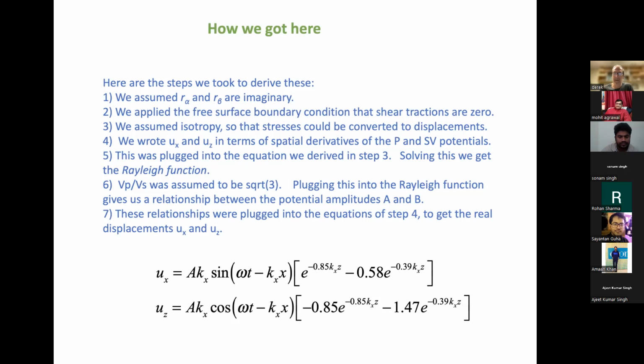Then we made an assumption, Vp/Vs was assumed to be square root of 3, and plugging this into the Rayleigh function gave us a relationship between the potential amplitudes A and B. These relationships were plugged back into the equations of step 4 to get the real displacements U sub x and U sub z, which are shown here at the bottom of the slide.